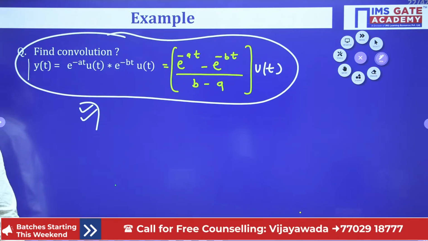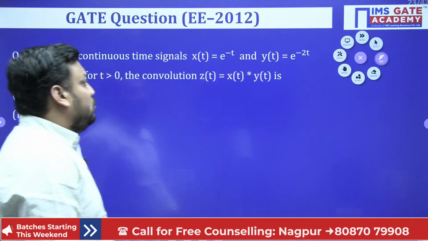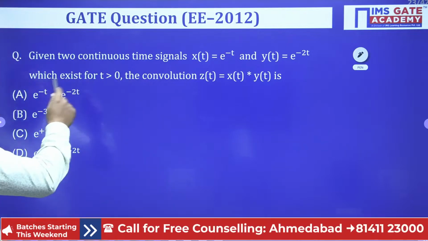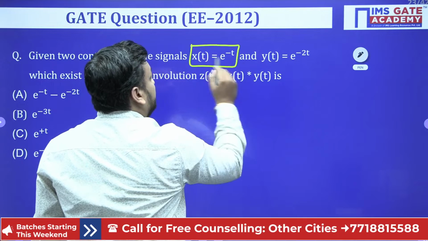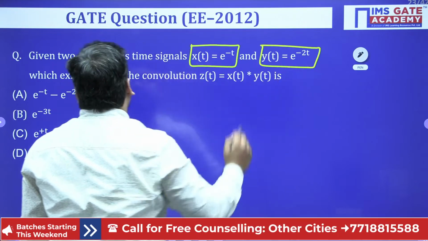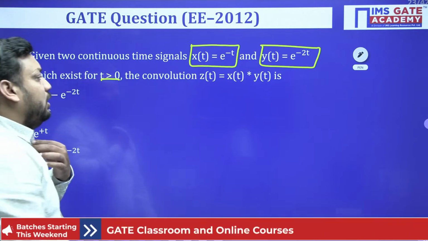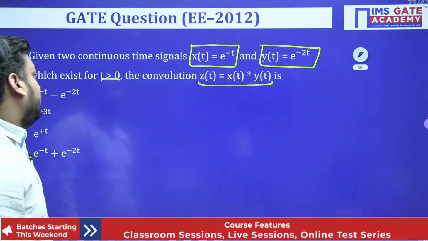So let's start. The next GATE question is based on the same concept. Here you need to tell me what is the answer. The given two continuous time signals are x(t) equal to e to the power minus t and y(t) equal to e to the power minus 2t, which exist for t greater than 0. The convolution z(t) equal to x(t) convolved with y(t) is equivalent to what?